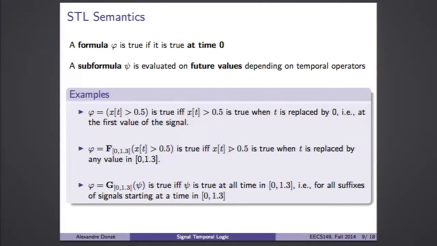0.5. Okay? Then always, if you have always 0, 1.3, some subformula psi, this is true if psi is true at all time between 0 and 1.3. And psi is true at all time between 0 and 1.3. It means that we will evaluate psi on a suffix of the trace which will start at between 0 and 1.3. Okay?